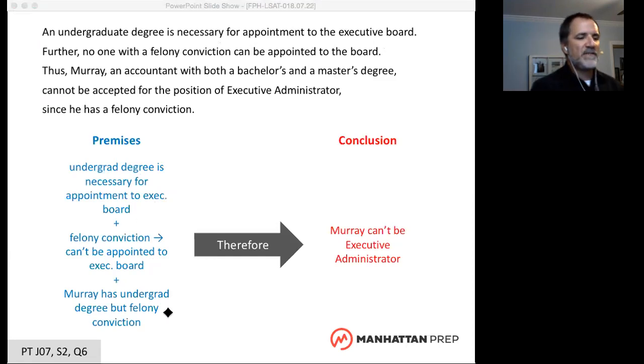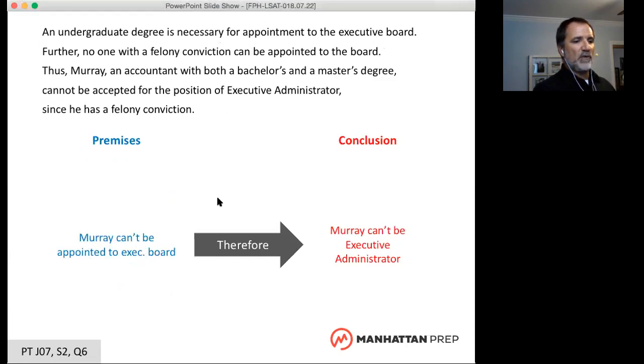And in fact, if I look at these facts and combine them together, what is all this telling me about Murray? Okay, he has an undergrad degree. That's necessary for appointment to the executive board. So it sounds like he could be on the executive board. Oh, wait, he has a felony conviction. So that means he can't be appointed to the board. So what all this boils down to, if I look at these premises, is that Murray can't be appointed to the executive board. That's the big thing I'm going to take away from the premises.